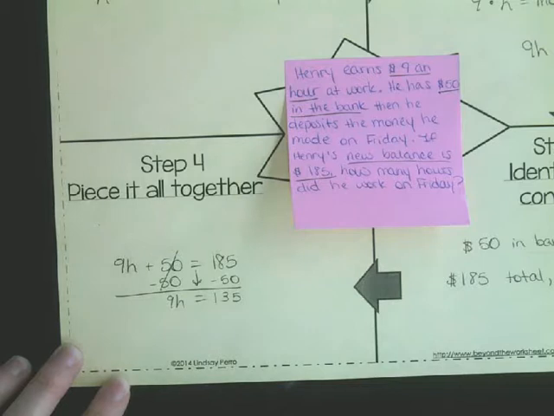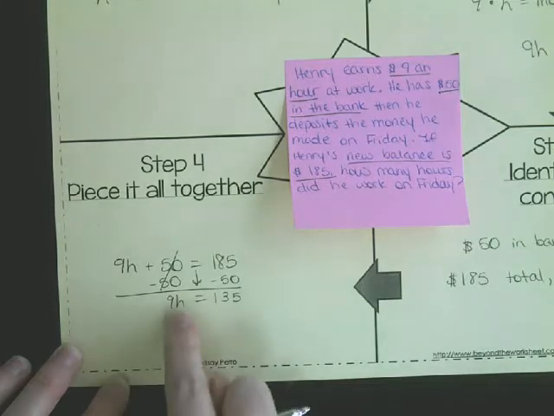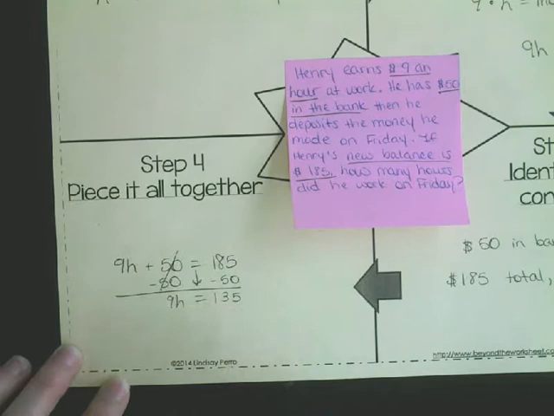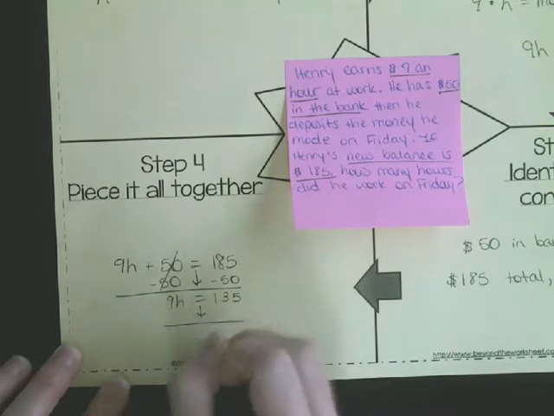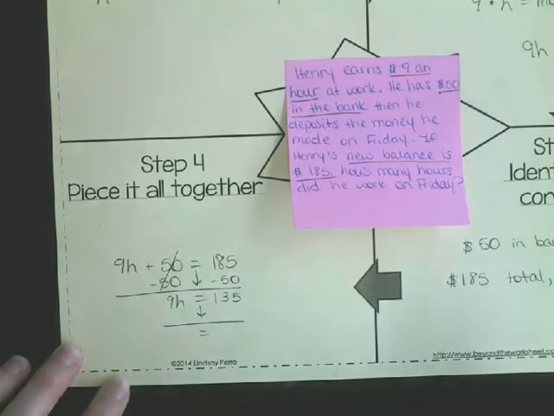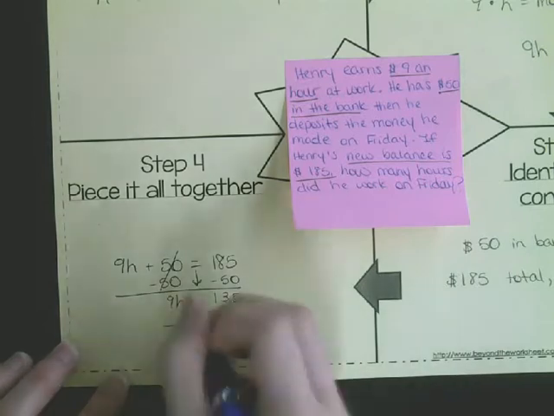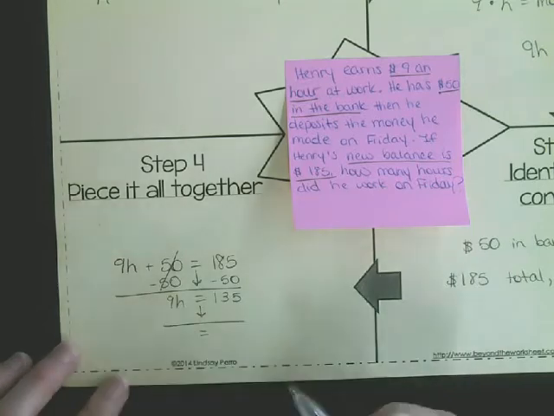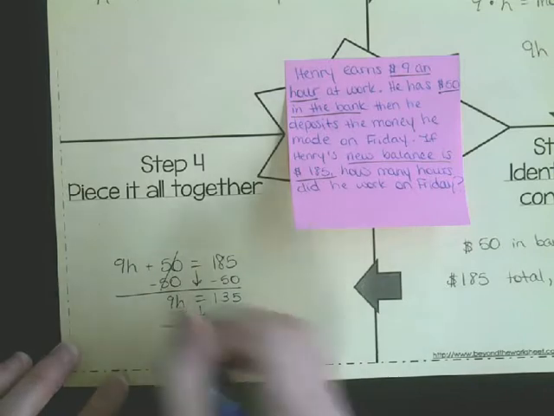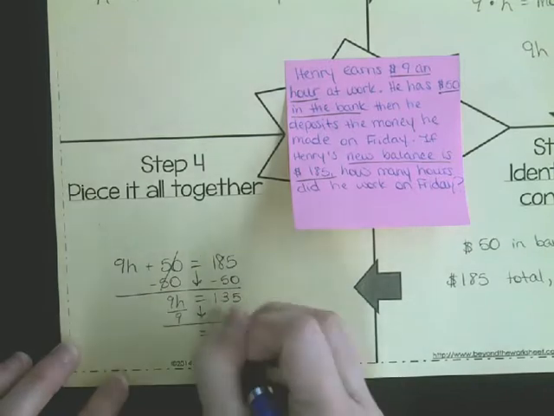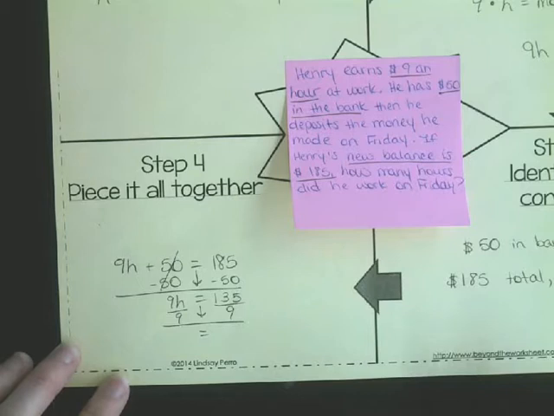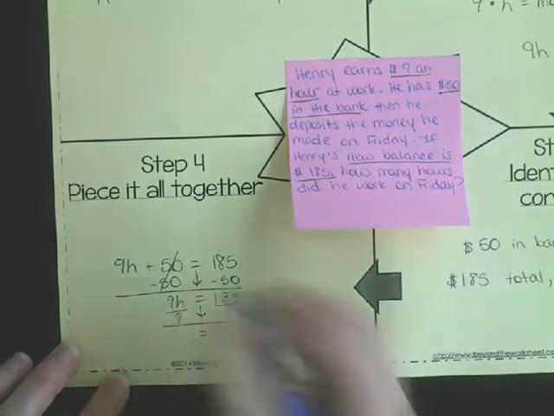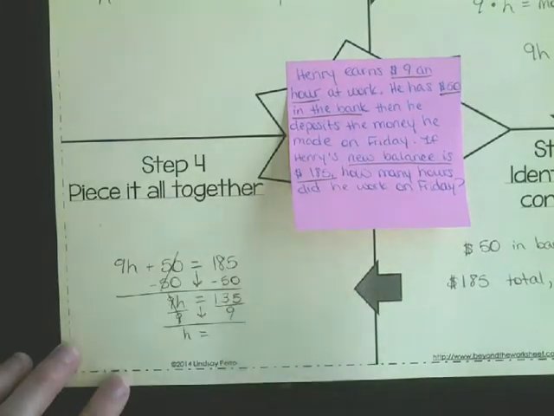Now I have 9 times h equals 135. I'm going to bring my equal sign down. Alright, if 9 times something equals 135, that means we're multiplying. So I have to do the inverse of multiplication, which would be division. And I want to isolate my variable, so that means I want h to be by itself. So I want to get rid of the 9 by dividing it. So I divide both sides by 9. 9 divided by 9 is 1, so I'm left with 1h. So we have isolated h.